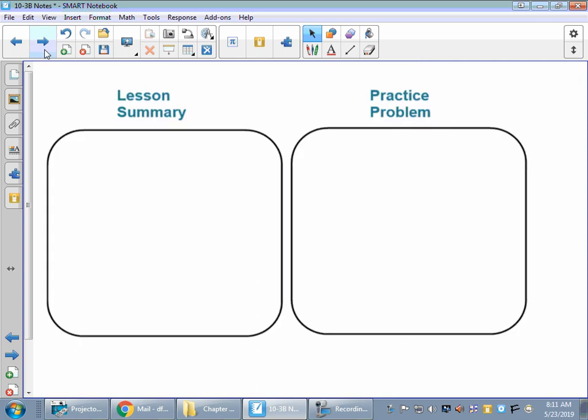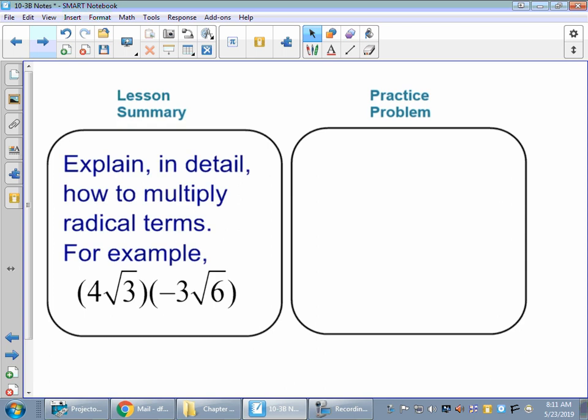Let's look at our lesson summary here. Explain in detail how to multiply radical terms. For example, this example here. Notice this is not a binomial. There's just two terms multiplying. You don't have to do the problem, just tell me how you would solve it. If it helps by doing the problem, great.